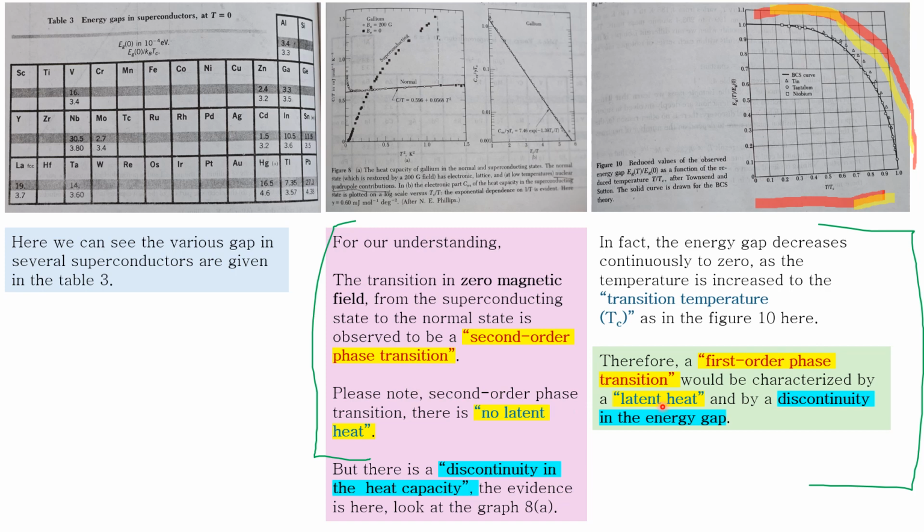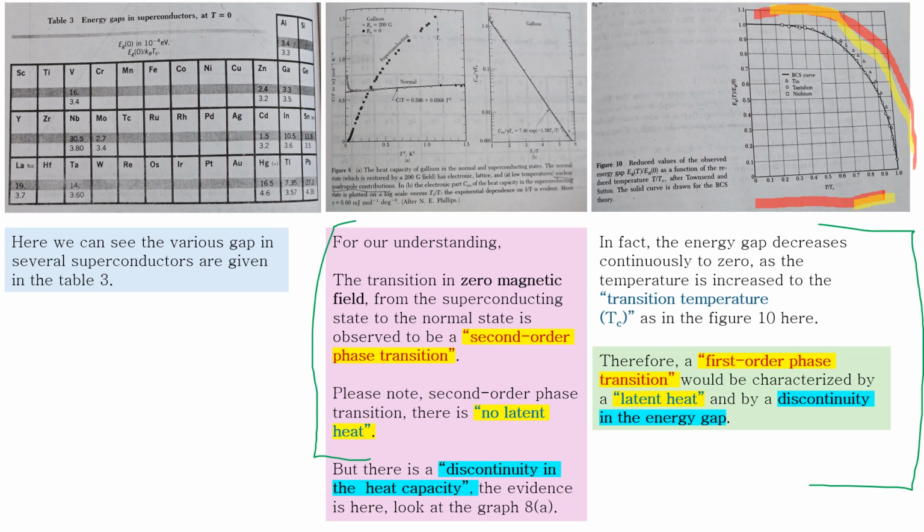I just want to make a comparison here. The first order phase transition means we talk about the latent heat, and graphically we see the discontinuity in the energy gap. The second order transition means we discuss no latent heat, because there is a discontinuity in the heat capacity. So keep in mind here, the heat capacity relates to the energy band gap. I hope you understand. Otherwise you can revise and review the video again.